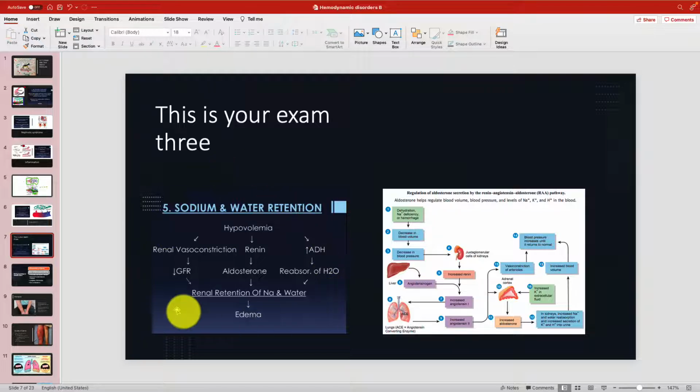This is a multi-system complication. If you don't know what GFR stands for, you need to look it up. It just means glomerular filtration rate, but you need to look these things up. You need to be able to speak this language, and I'm going to give you plenty of time to do so.